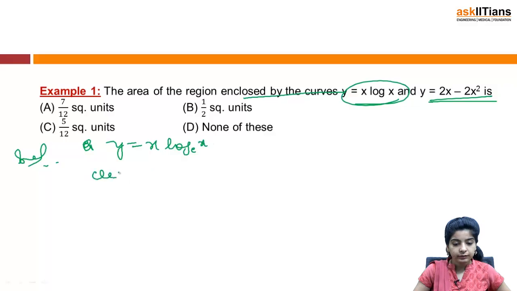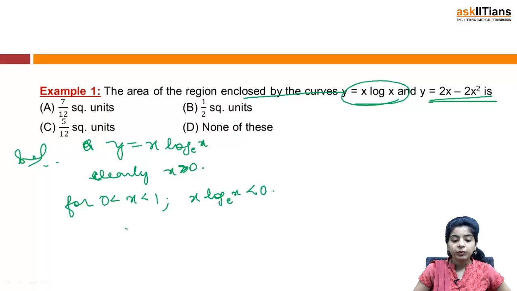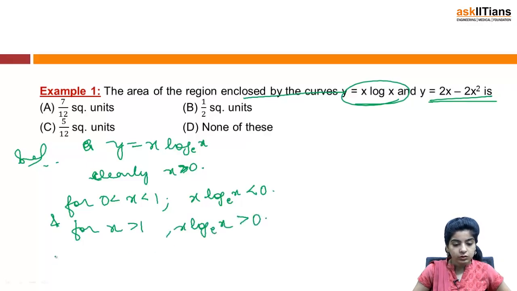So clearly x has to be positive. Then for 0 less than x less than 1, x log x is less than 0. So for x lying between 0 and 1, this is going to be negative, and for x greater than 1, x log x is greater than 0. Also, x log x equal to 0 will imply x is 1.